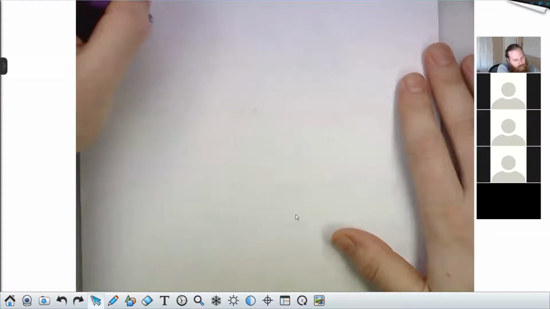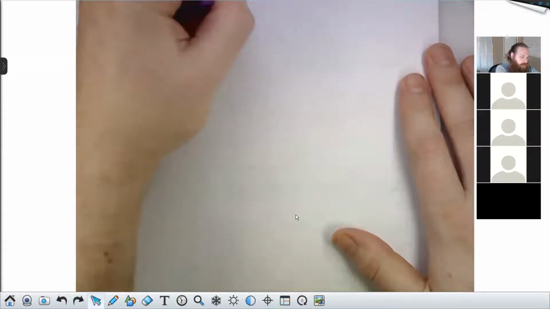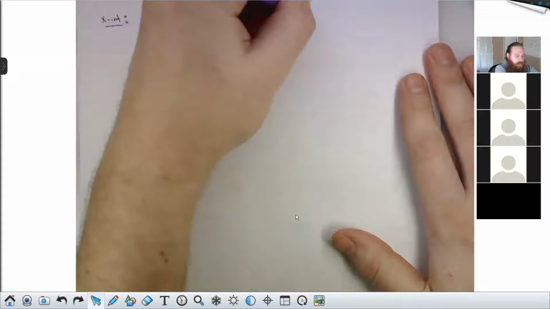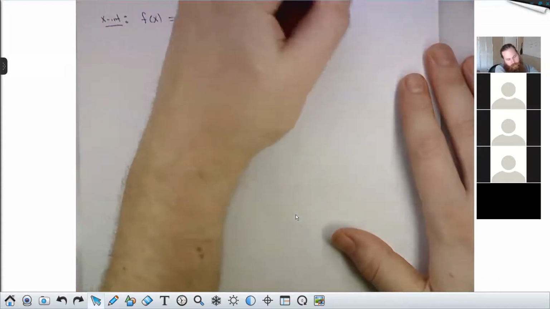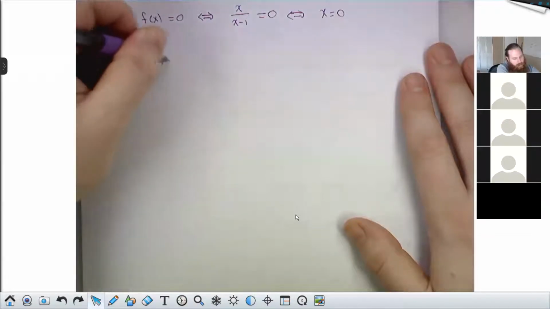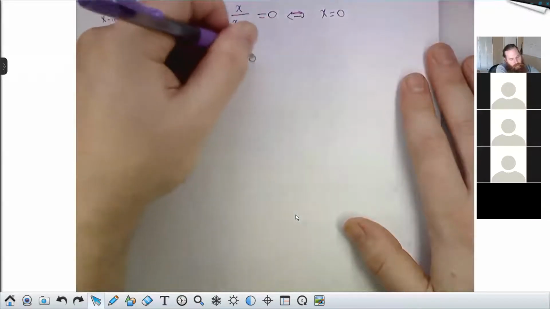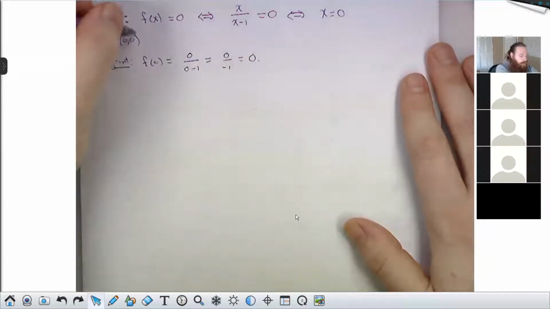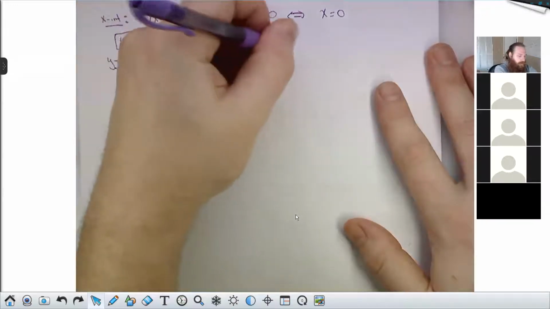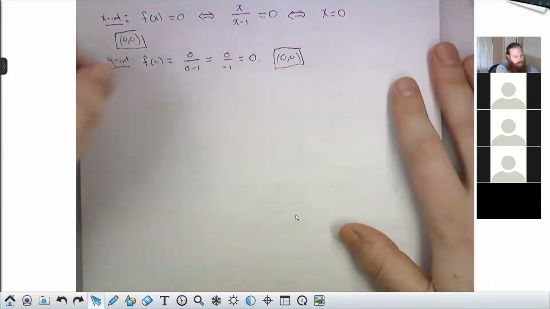So x-intercept, we solve f of x equals zero. In this case, f of x is x over x minus one, so that whole apparatus is equal to zero if and only if the top is zero. So we have an x-intercept (0, 0), and that's also going to be the y-intercept, because we find that by plugging in 0 for x. In this case, that would be 0 over 0 minus 1, which is 0 over negative 1, which is 0. So our x and y-intercepts are both the point (0, 0). All right, not a whole lot of excitement there, but now we go for the shape.